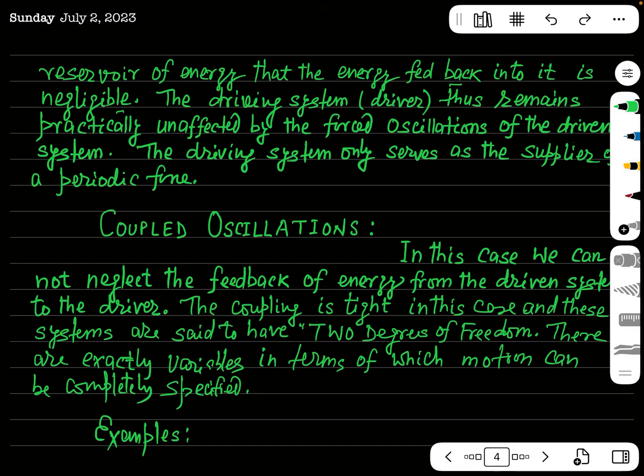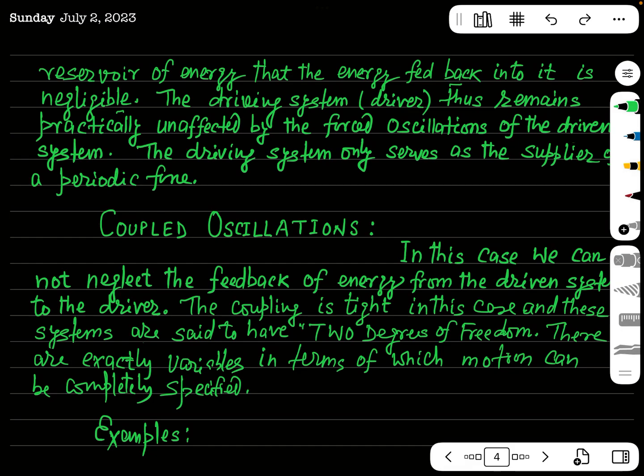Okay, as I have told you, we consider that there is a flow of energy from the driver to the driven system, but in practice there may be a flow of energy from the driven system to the driver. Then how can we say that this energy flow takes place only from the driver to the driven system?